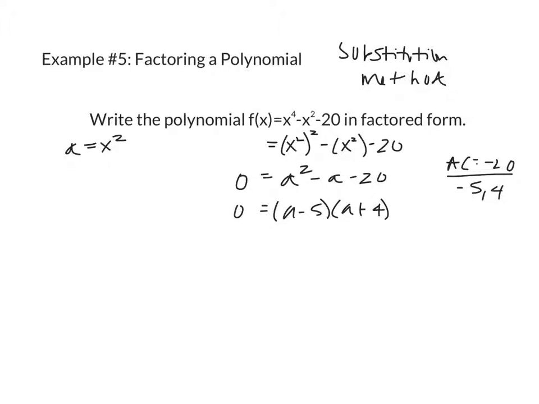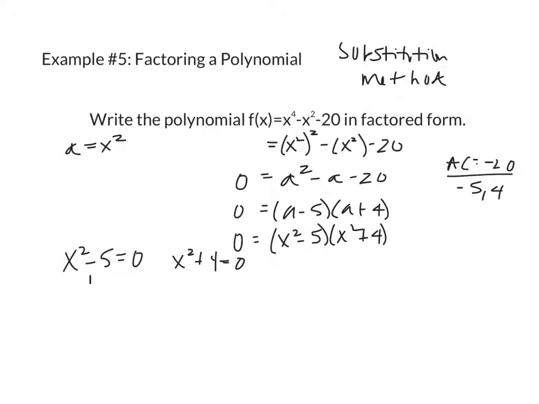All right, that's as far as we can go with factoring that way. So now we will substitute in x squared. So that'd be x squared minus 5 and x squared plus 4. If I set these two equal to 0, we would add 5 to both sides.